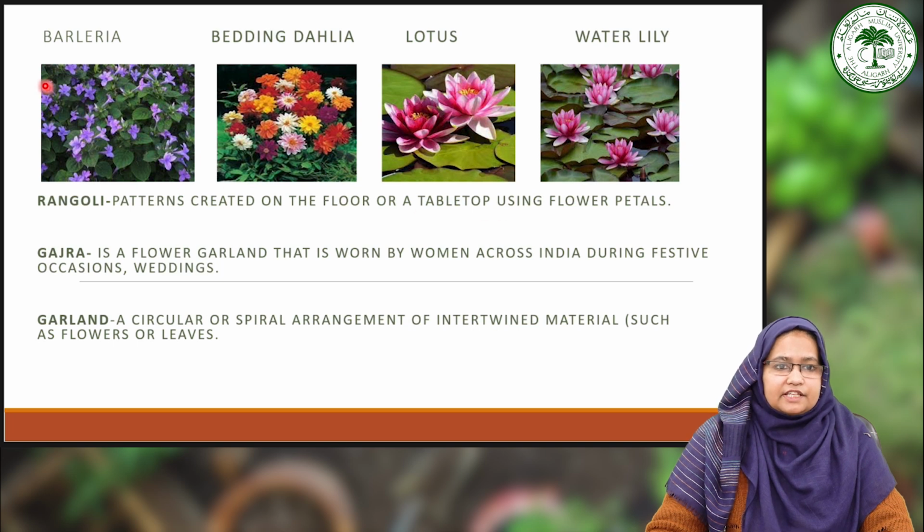We can see here the images of Barleria, bedding dahlia, lotus, water lily, which are used in the creation of rangoli, which is a pattern created on the floor or a tabletop using flower petals. Gajra is a flower garland that is worn by women across India during festive occasions and weddings, and a garland is a circular or spiral arrangement of intertwined material such as flowers or leaves.